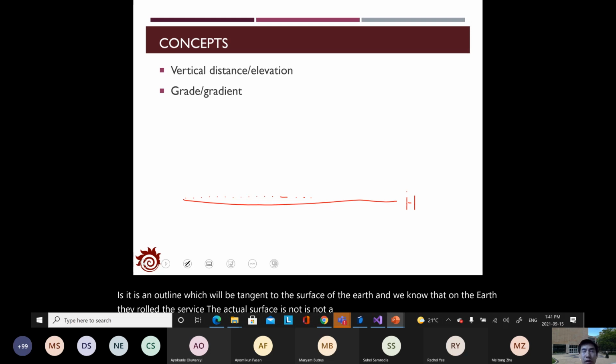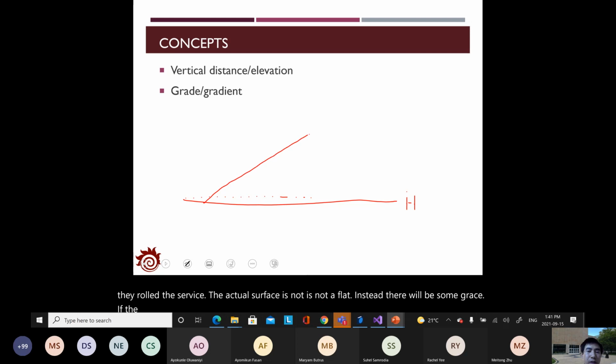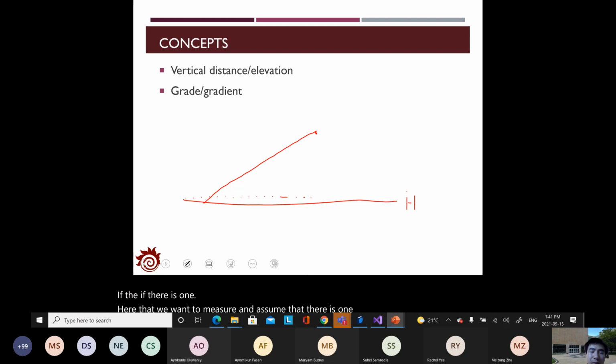Instead, there will be some grades. If there's a point here that we want to measure, the point that we want to measure is point A, and then we can try to define the location of A based on its horizontal distance, the vertical distance, and also the grade.